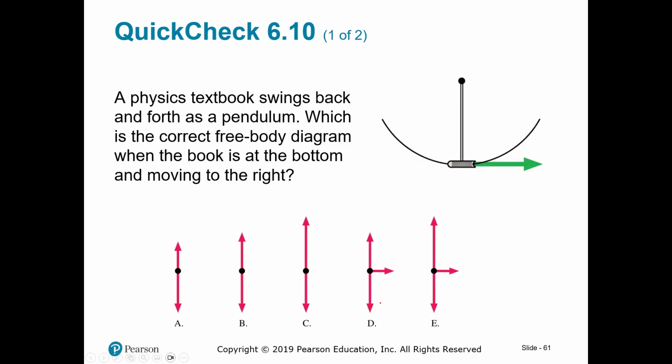So now a physics textbook swings back and forth as a pendulum, and which is the correct free body diagram? So now you see what is the force acting on this book.